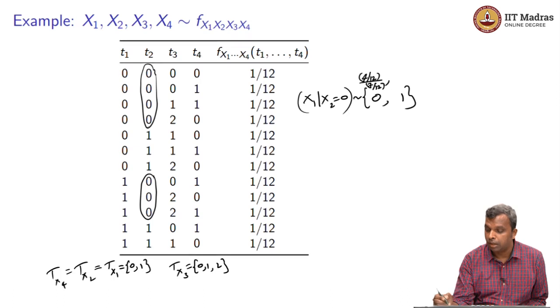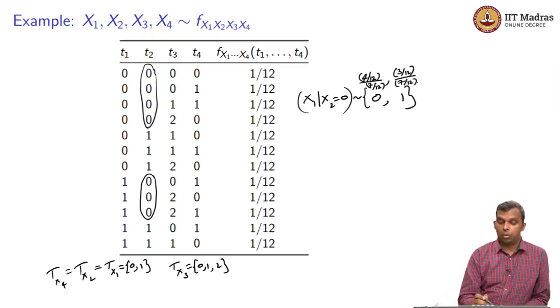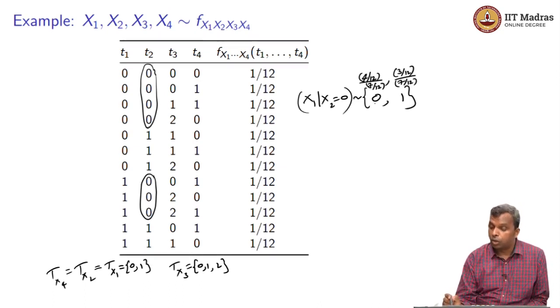7 by 12, okay. And what about 1? 1 is 3 by 12 by 7 by 12, okay. So hopefully you see how I got that. For the conditional random variable to take the value 0, I have to look at the case where x1 and x2 both take 0, that is 4 out of 12, right, probability is 4 by 12, and then I have to divide by the probability that x2 is 0, that's 7 out of 12, isn't it, okay. So hopefully you saw that. Same thing with 1, I will get 3 by 12 and 7 by 12, okay.